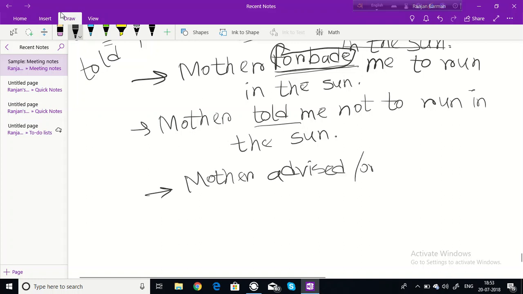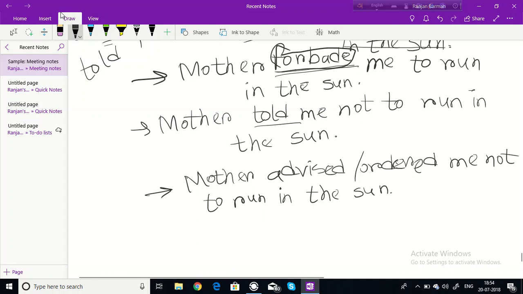But we cannot write in this place requested, because my mother cannot request me about any matter, so we cannot write request, this is wrong.